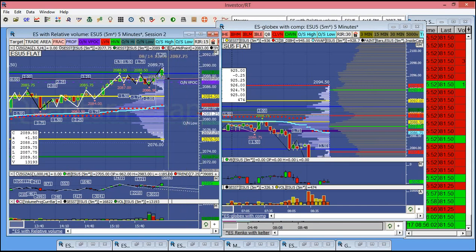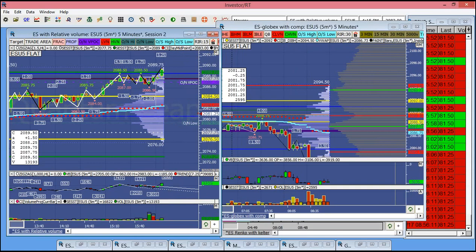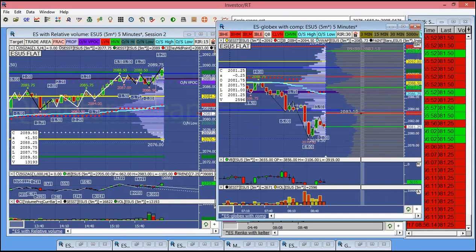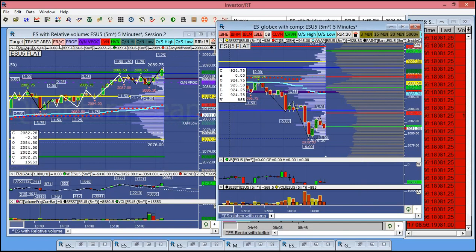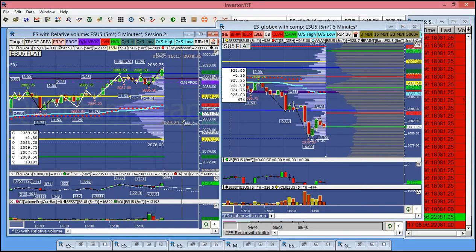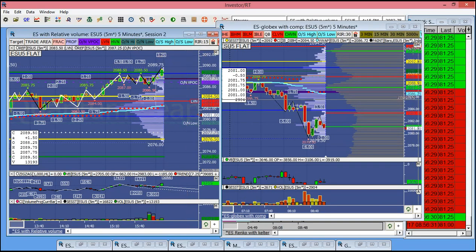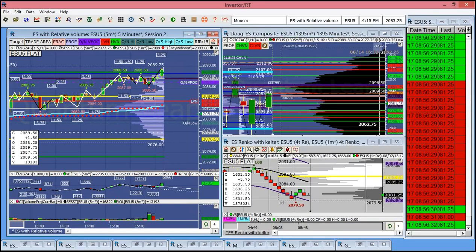And you see that our naked VPOC from Friday is at 87.75 as well. All right, and we've got a little bit of an LVN here at 83.50. And that's just above the VWAP and the midpoint from Friday. And there's really nothing else to give us there.